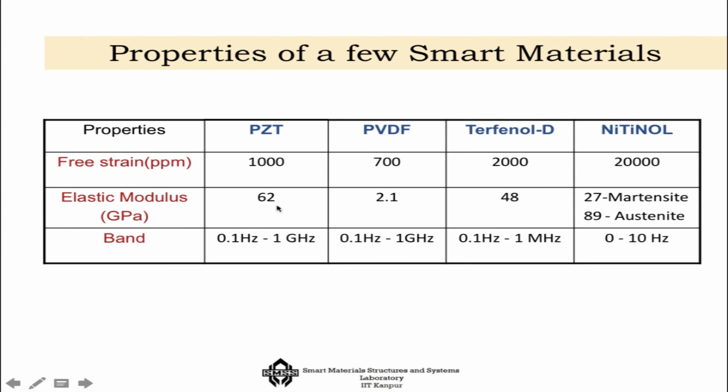The only thing is that in terms of elastic modulus, this one is a little bit softer, whereas Terfenol-D and PZT are both equally high. And from the bandwidth point of view, SMA is the smallest, then Terfenol-D, followed by the piezoelectric material. So this is just a conglomeration of the properties so that we can take a quick decision in terms of the use of the smart material.